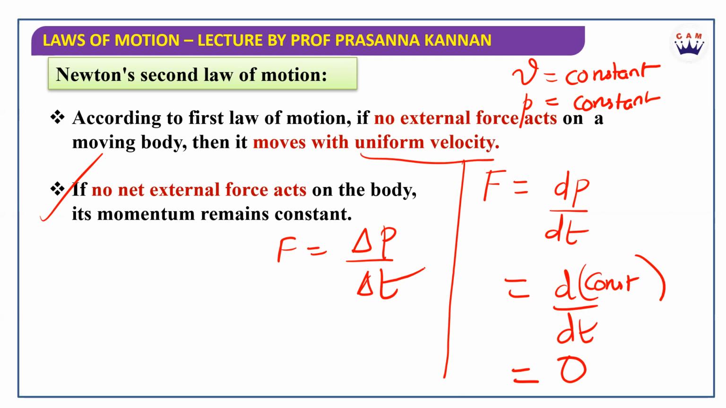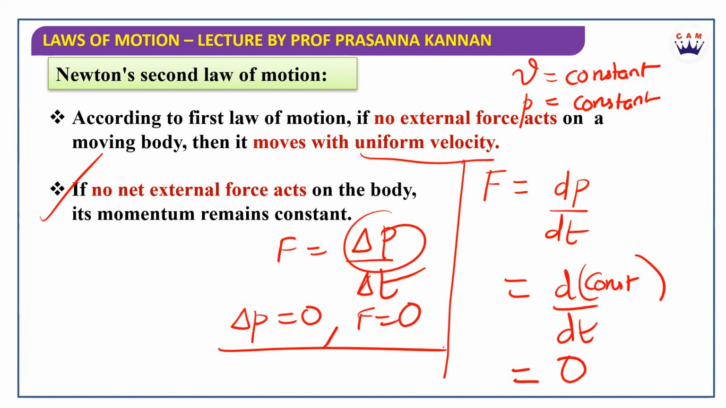0. If delta P is 0, what is delta P? Change in momentum. Why is it 0? Because velocity is constant, velocity is not changing, so momentum is not changing. Therefore, delta P is 0. If the numerator is 0, what will happen to the entire value? So force is 0.